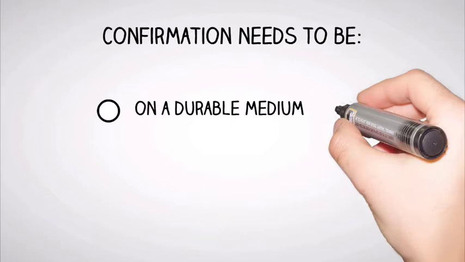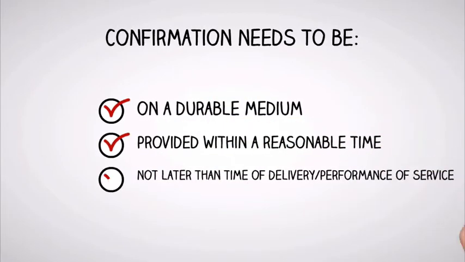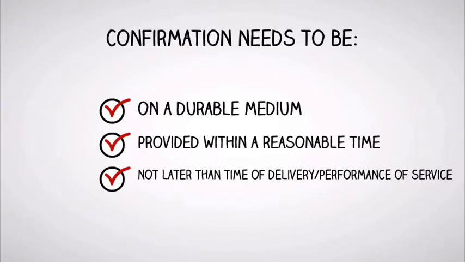Durable medium should enable the consumer to store the information for as long as it's necessary for him to protect his interests stemming from his relationship with you. So probably what will be the easiest thing for you to do is to send on your confirmatory email a PDF of your terms of business, which will contain all of this information.